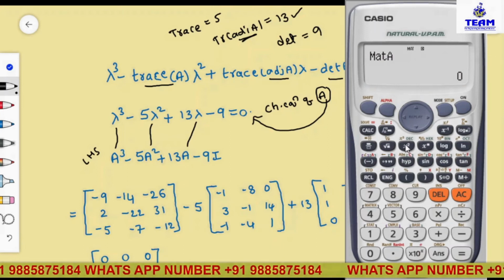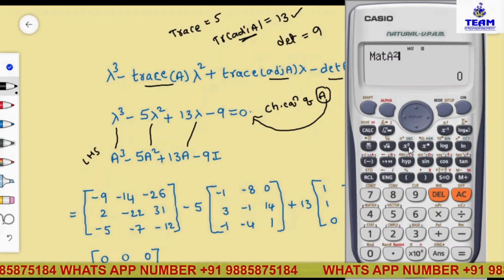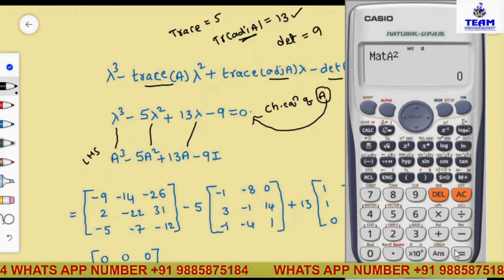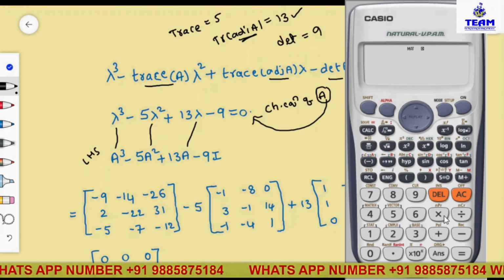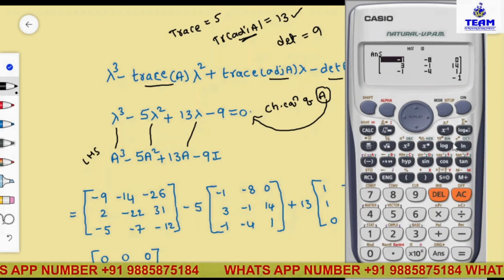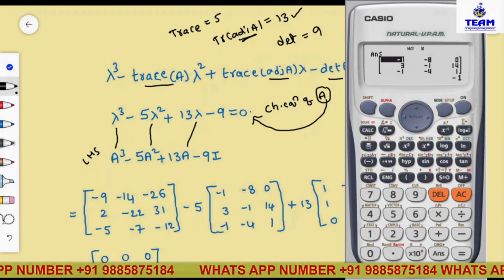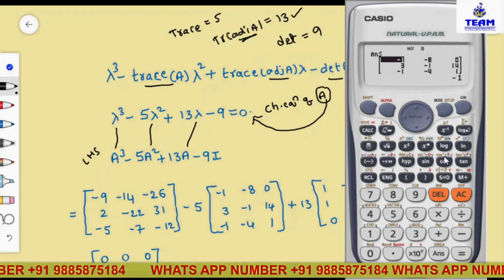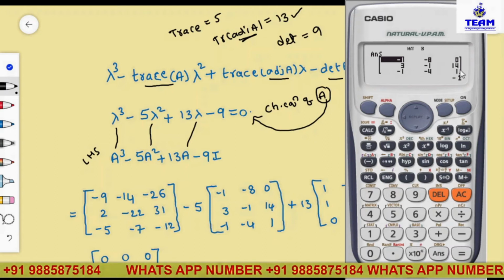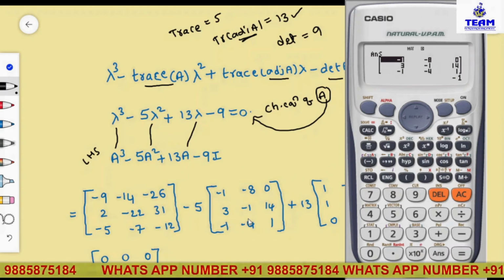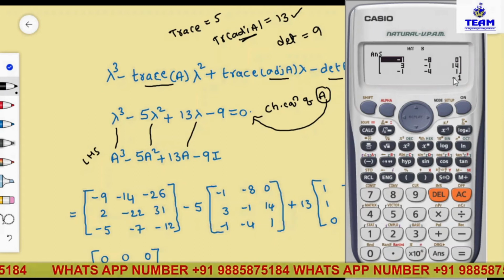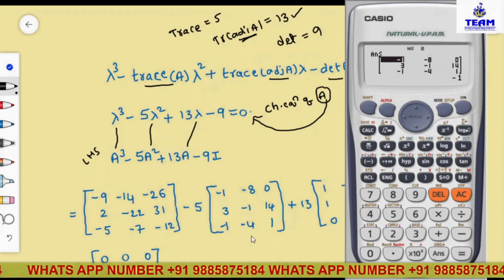Shift x square gives x cube. Now I want x square. So pressing x square gives Mat A square. You see, you are going to get it right. First row: minus 1, minus 8, 0. Next, second row is 3, minus 1, 14. Next, third row: minus 1, minus 4, 1.